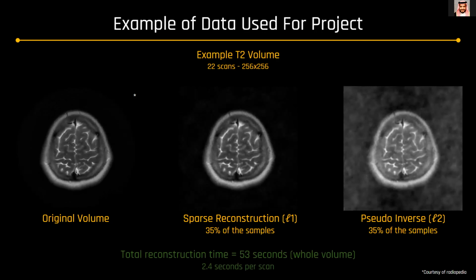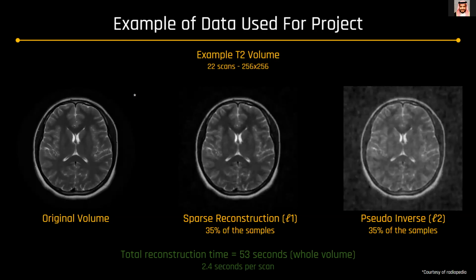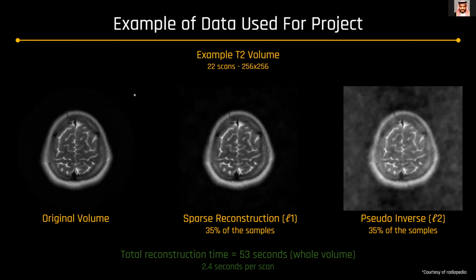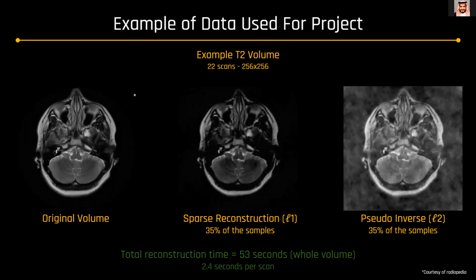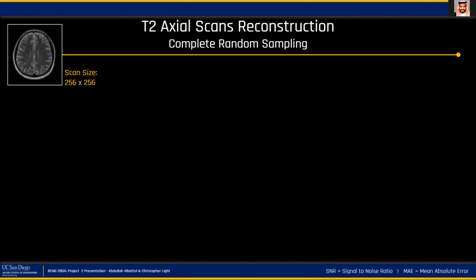Now, using the iterative process, the whole volume reconstruction took 53 seconds. It's 2.4 seconds per frame. That's the whole thing, so it's quite fast in its reconstruction. Now, we did several sets of experiments on different scans and on different noise levels.